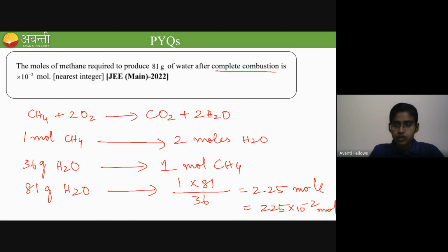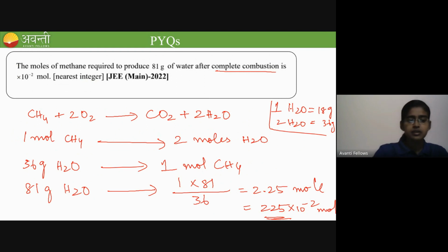So for 1 mole of H2O, we have 18 gram. For 2 moles of H2O, 18 into 2, right? So it is 36. We are finding out for 36 gram, but in the question they are asking for 81 gram. So just cross multiply and get the answer.